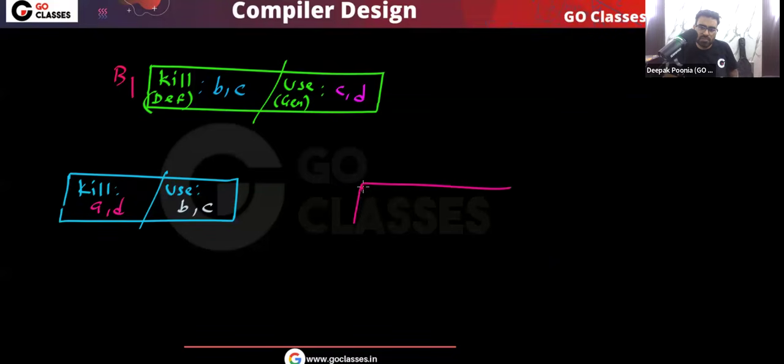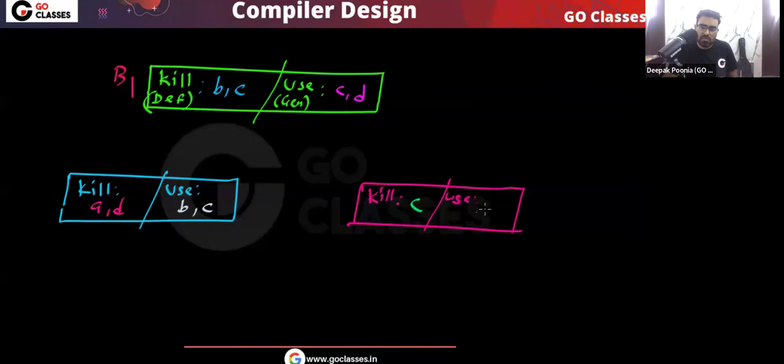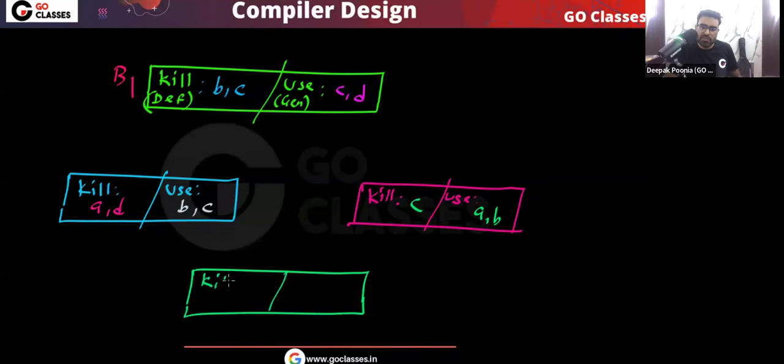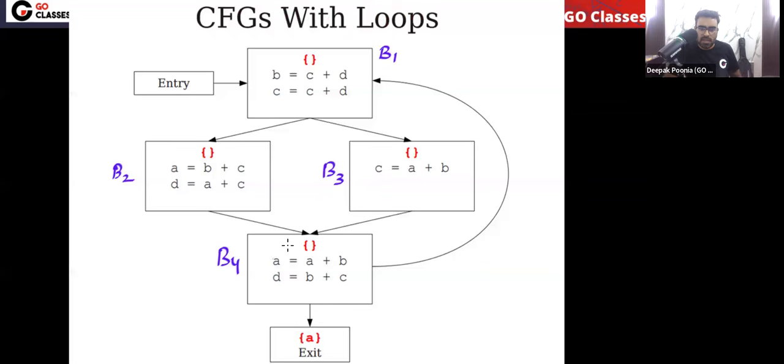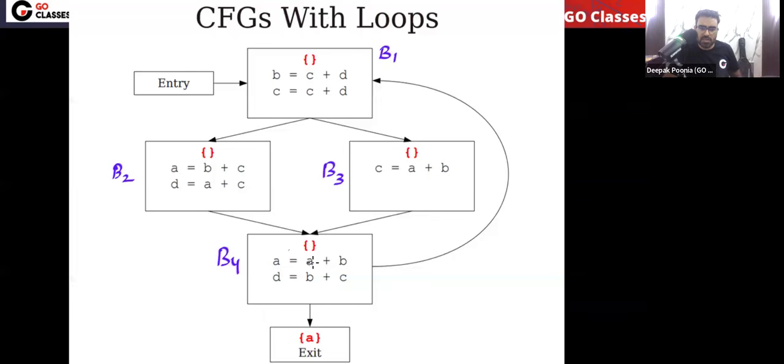Let's find for B3 also. Which variables are killed, which variables are used. So you can see C is killed, A, B are used. Okay, and you can see this B4. For the basic block B4, which variables are killed, which variables are used. You can see A, D, these variables are killed.